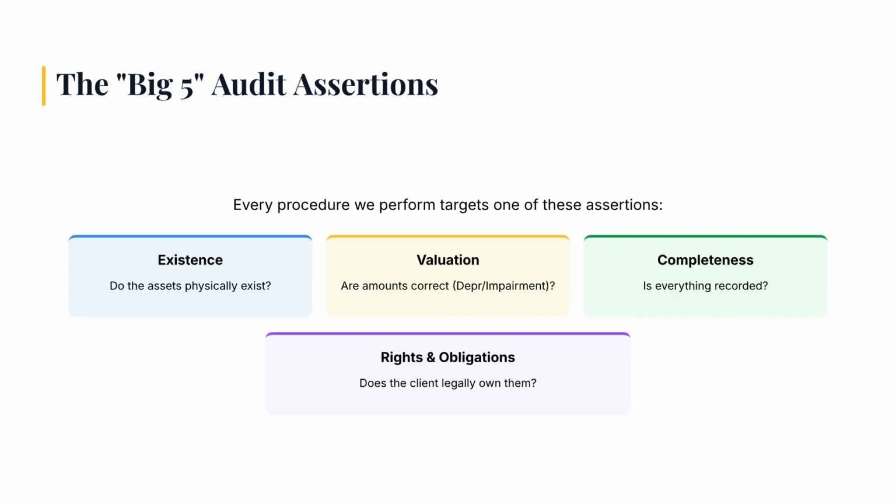Before we test anything, we need to know why we are testing it. In auditing, we test assertions, claims management is making about the financial statements. For PPE, we focus on 5 key areas. Existence. Management claims the factory exists. We ask, is it actually there, or is it a phantom asset? Valuation. They claim it's worth $1 million. We ask, is that depreciation calculation correct? Is it impaired? Completeness. We ask, did you forget to record any assets you bought? Rights and obligations. We ask, does the company legally own this, or is it leasing it? Presentation. Is it disclosed correctly?